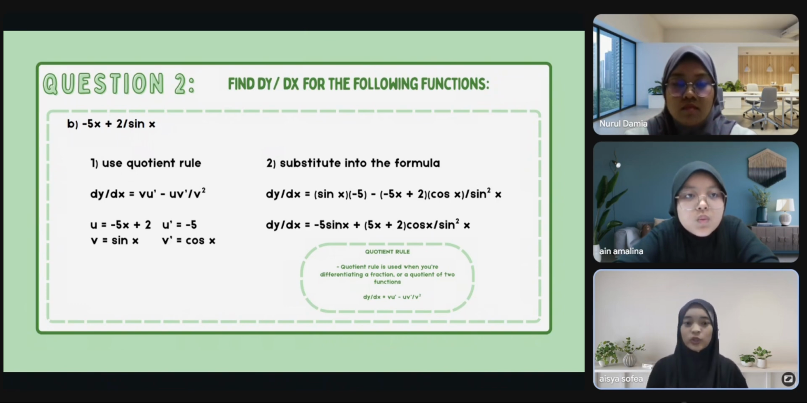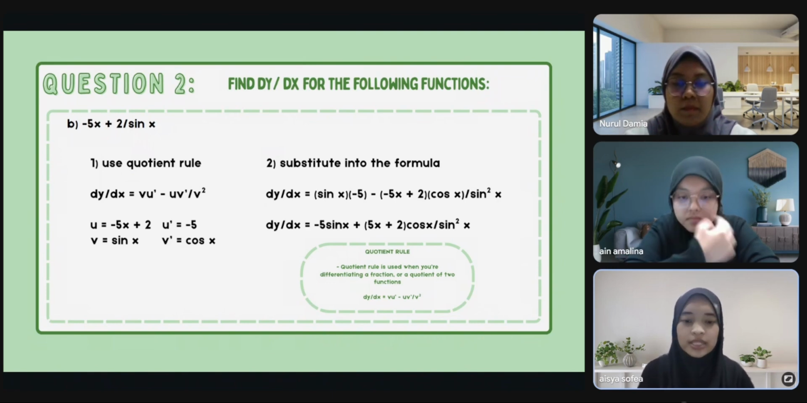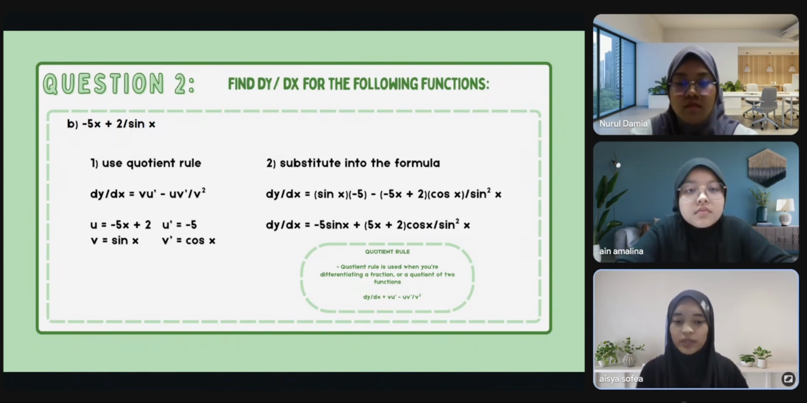Let me explain a little bit about the quotient rule. The quotient rule is used when we differentiate a fraction or an equation of two functions. We use the formula dy over dx equals u prime v minus u v prime over v squared.